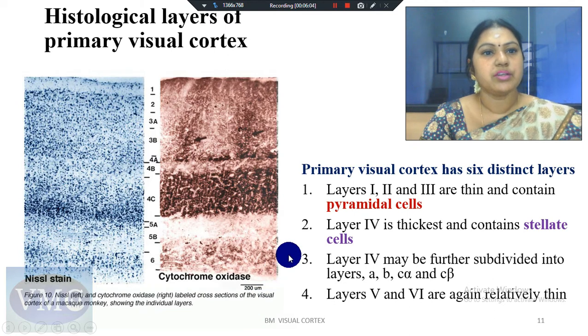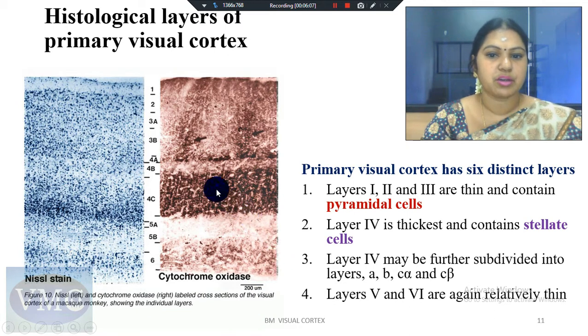So now we will look into the histological layers of primary visual cortex. Like other cortical areas, you have 6 layers here: layer 1, 2, 3, 4, 5 and 6. But layers 3, 4 and 5 have subdivisions. Layers 1, 2 and 3 are thin and contain pyramidal cells. Layer 4 is the thickest and contains stellate cells. Layer 4 may be further divided into A, B, C alpha and C beta. Layers 5 and 6 are again relatively thin layers.